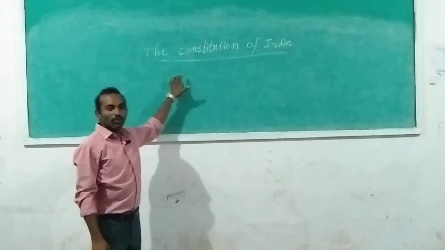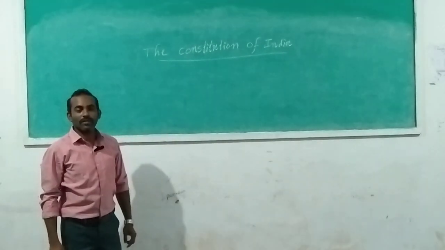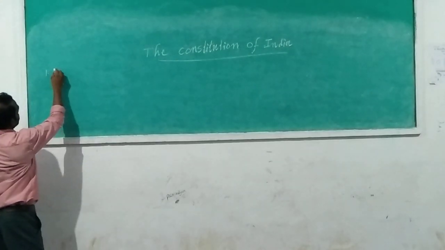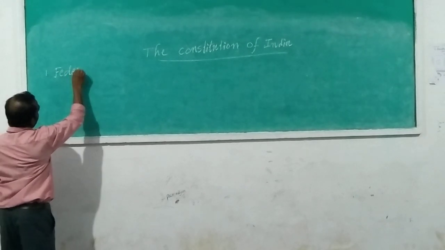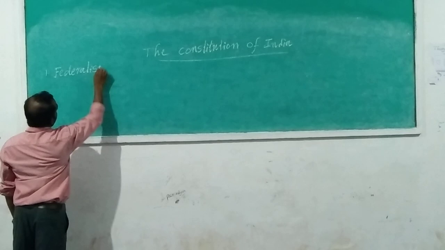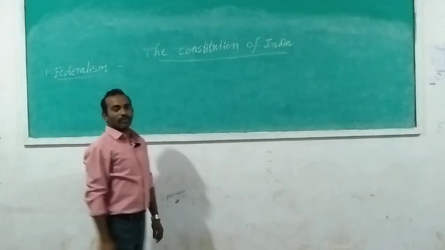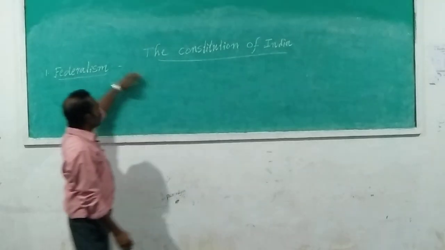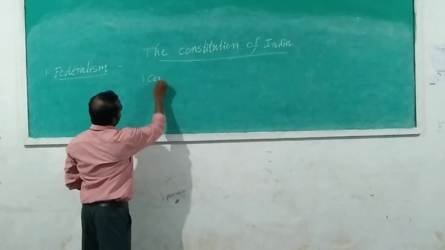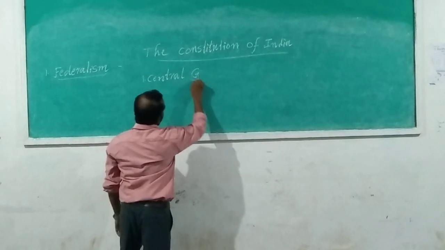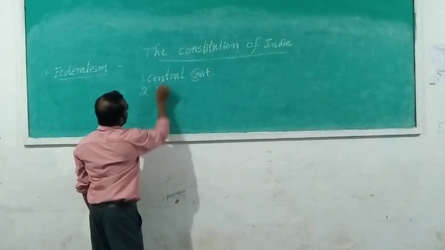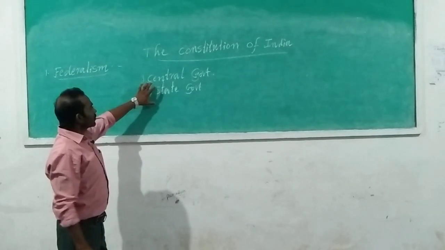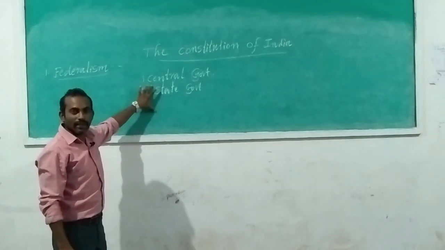Now we are going to discuss some of the salient features of the Indian Constitution. Let us see them one by one. The first one is federalism. Let us see what is meant by federalism. The term federalism refers to the existence of more than one level of government in a country. We have the central government at the center, and there are state governments in the states.